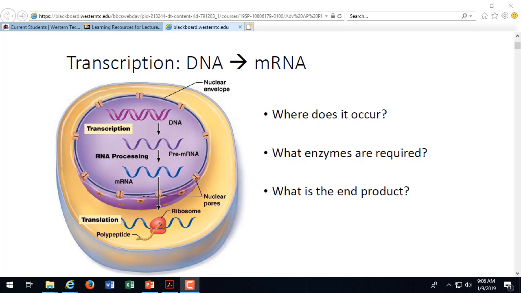So what enzyme do you think is required for that? Helicase. And then we're going to make RNA. So what enzyme do you think makes RNA? RNA polymerase, dropping nucleotides to make that polymer, that long strand of nucleotides, which we call messenger RNA.